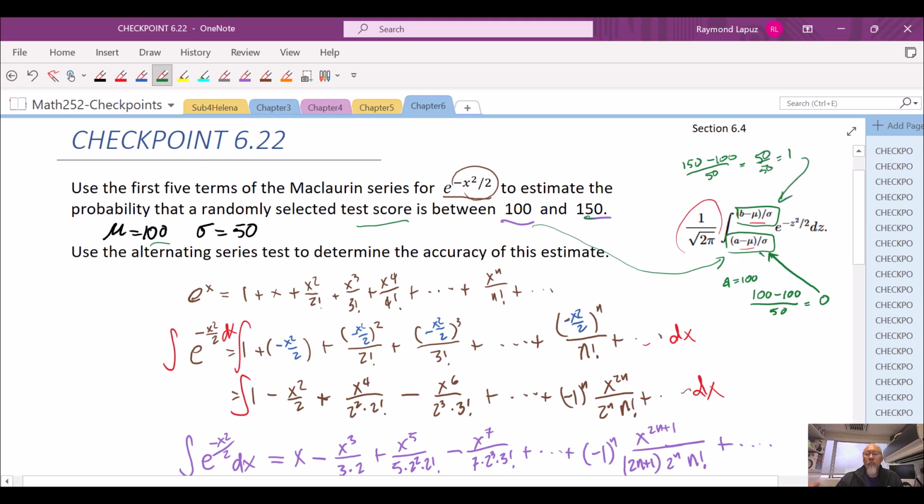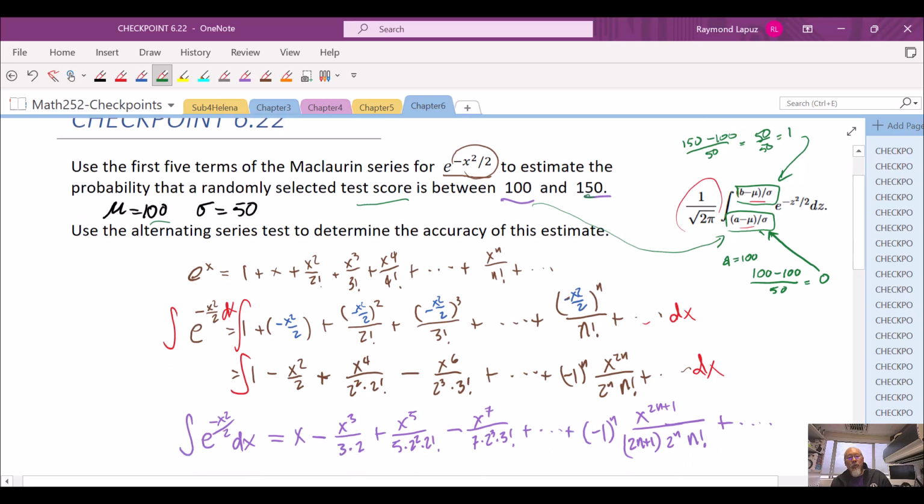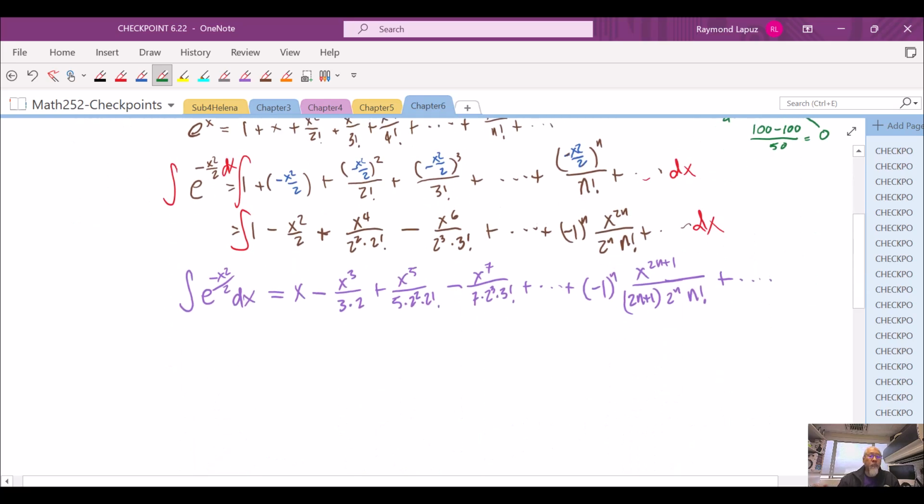And that will be your upper limit. So we'll use that to integrate here. We're going to integrate from 0 to 1. So this is an a of 100, that's going to give you a z-score of 0. And this is a b of 150, it's going to give you a z-score of 1. So those are our limits.